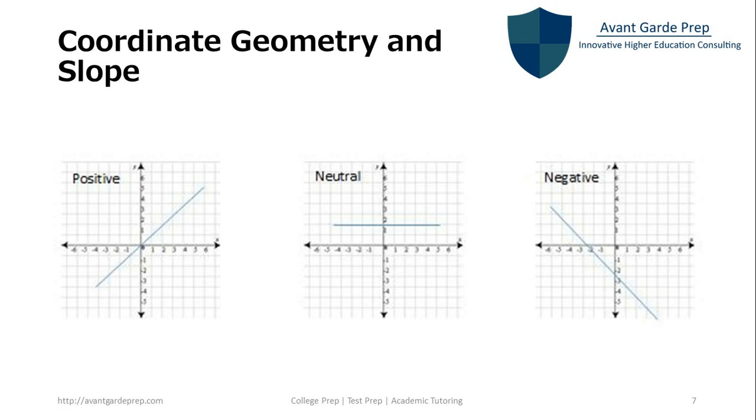Positive, neutral, and negative slopes are presented here. The graph to the left shows a line with a positive slope. Here you can see that the line is going up and to the right, and this indicates a positive slope. The middle graph has a neutral slope, where y is constant. This has a slope of 0. The graph to the right has a negative slope, and you can see it's always going down and to the right. So that's how you can easily tell if a line's slope is positive or negative.